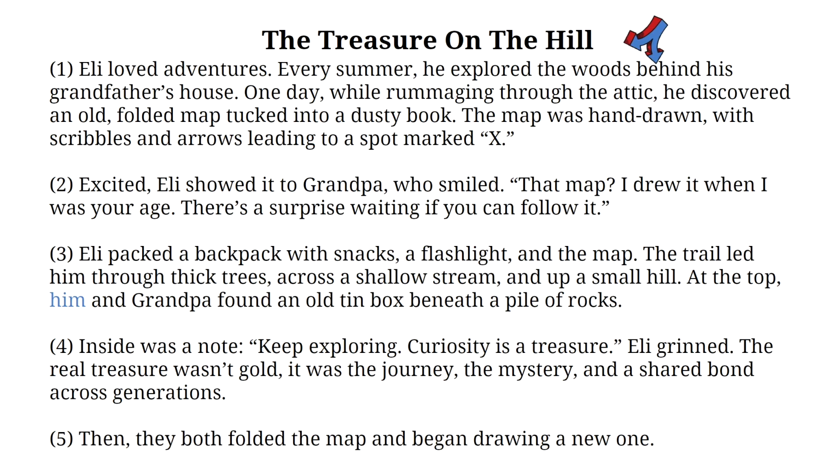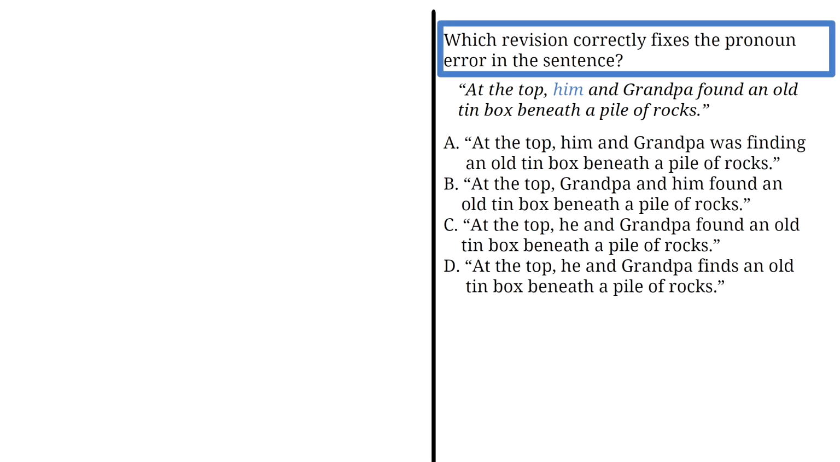Read the passage titled, The Treasure on the Hill, and answer the following question. Which revision correctly fixes the pronoun error in the sentence below? The sentence reads, At the top, him and Grandpa found an old tin box beneath a pile of rocks.